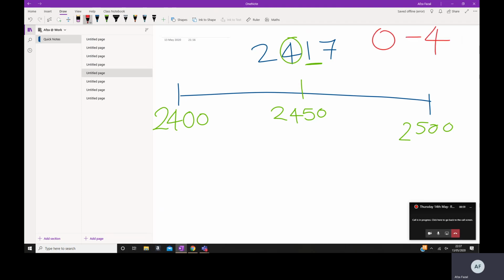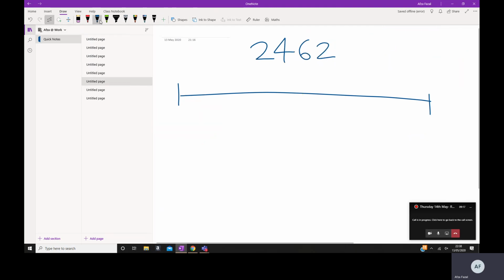So again, I'm going to write it to make sure I remember. 0 to 4, slide to the floor, 5 to 9, climb the vine. Here it's a 1, so we're rounding down. So it's closer to 2,400. It would be about here. Okay? Again, we'll go through another example of rounding to the nearest 100.